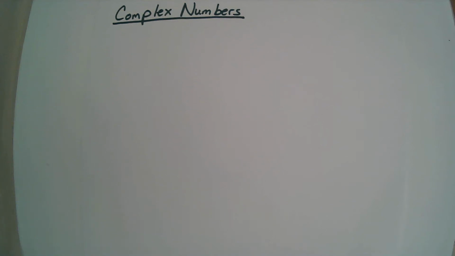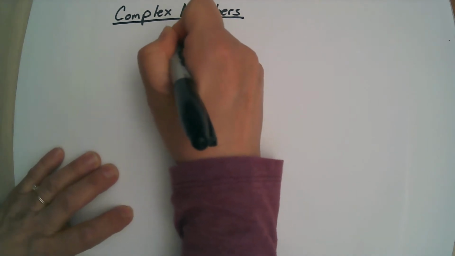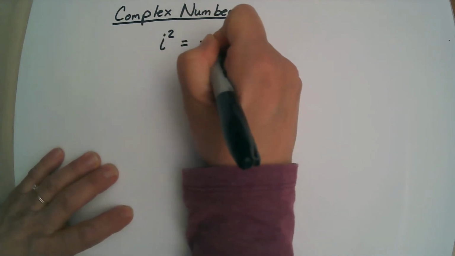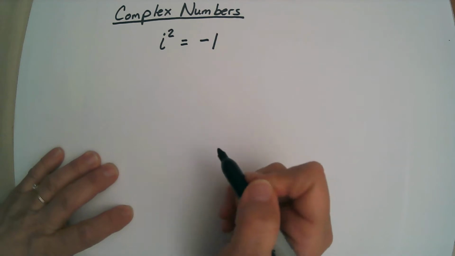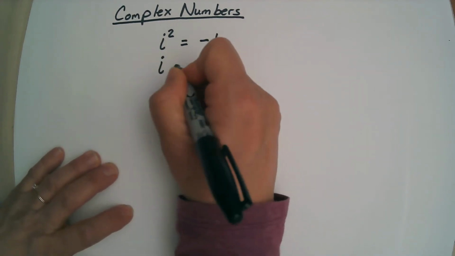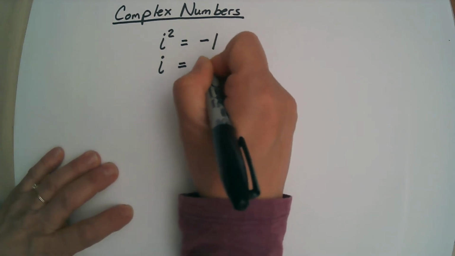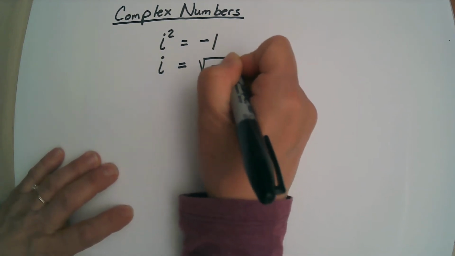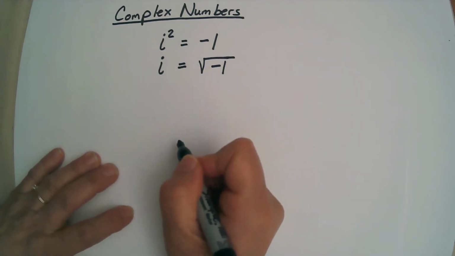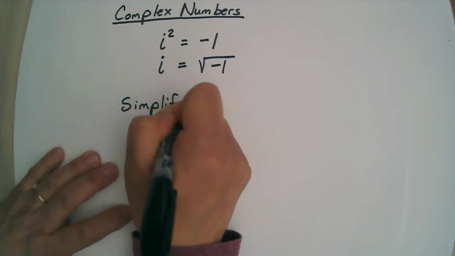We're going to be reviewing complex numbers. Recall that i squared is defined to be -1. So another way of thinking about that is that i is the number, the imaginary unit, that is equal to the square root of -1. Now that allows us to simplify expressions like this.